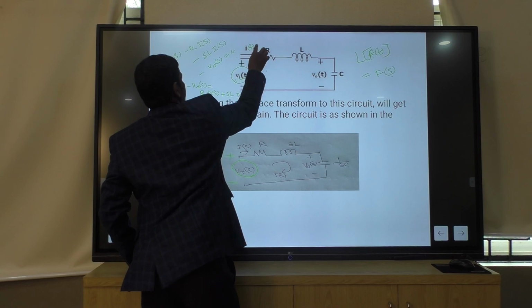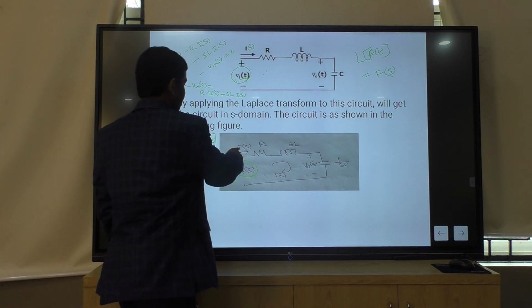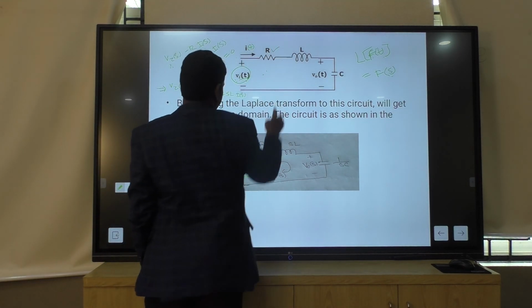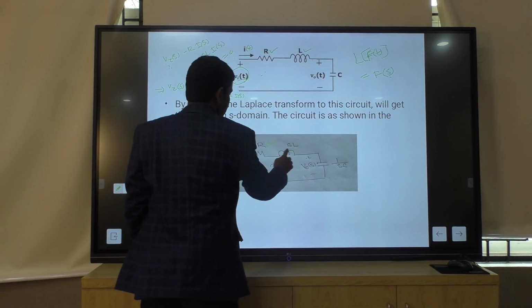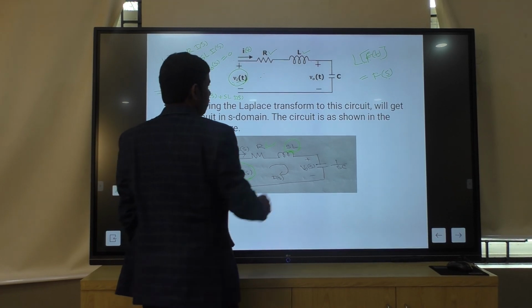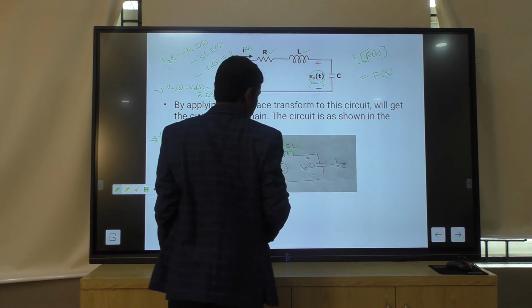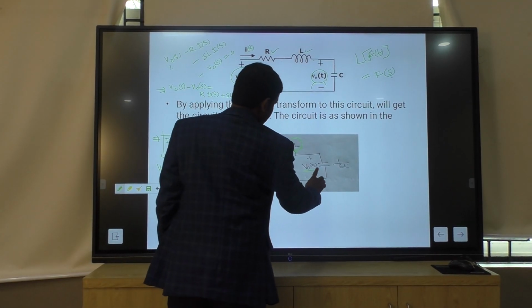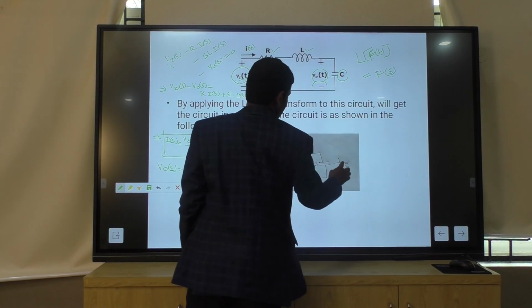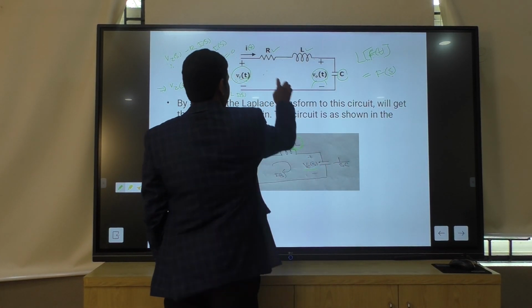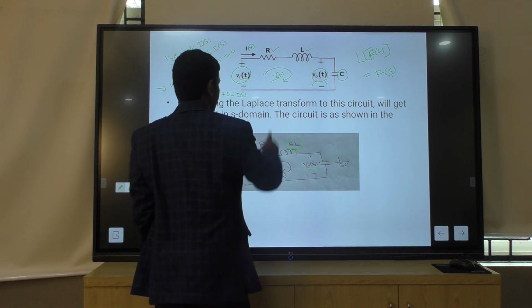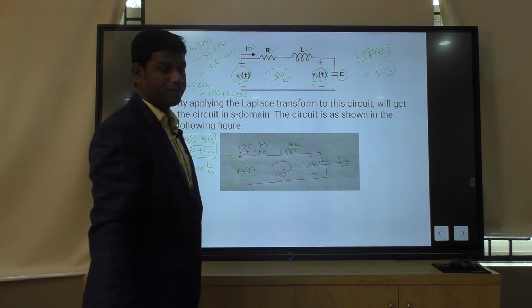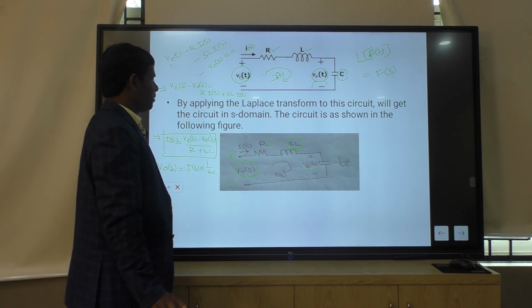Similarly, i(t) in the time domain becomes I(s). For the resistor, the Laplace is R. For the inductor L, the Laplace is Ls or sL. The output voltage V_0(t) becomes V_0(s), and the capacitor becomes 1 by Cs or 1 by sC. The loop current i(t) becomes I(s) here. That is the important point.